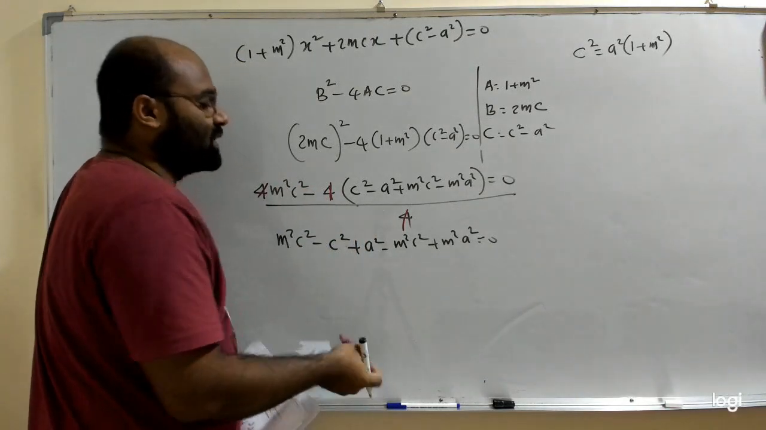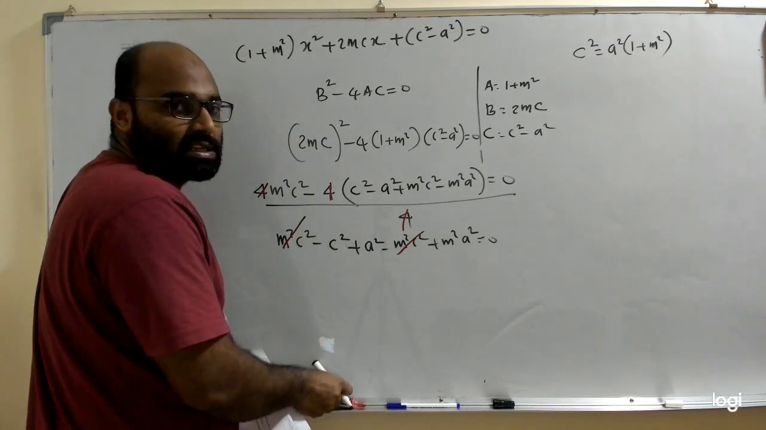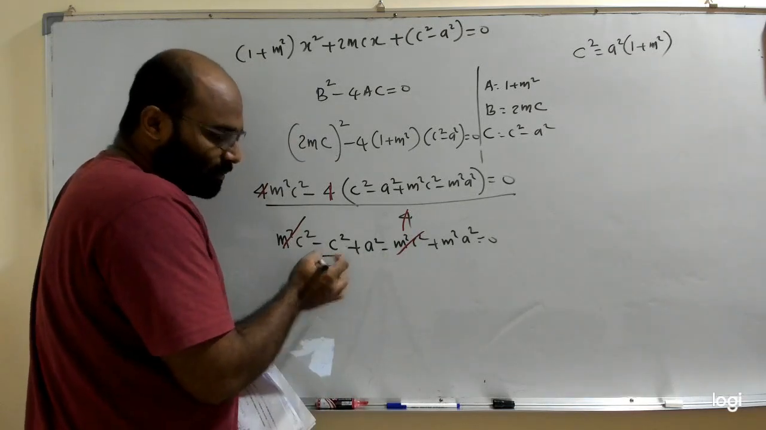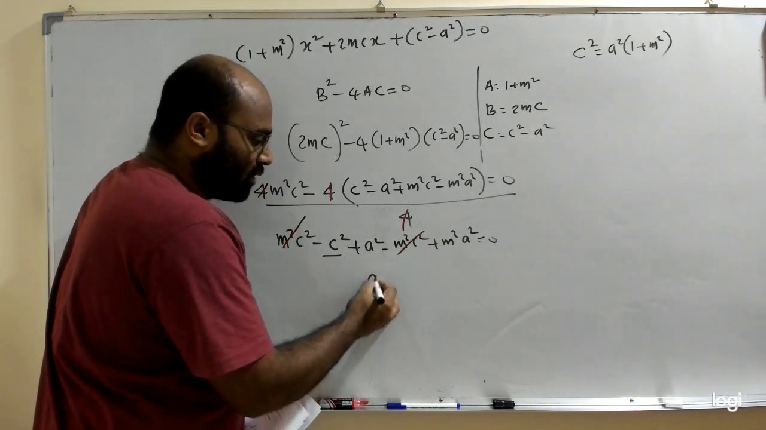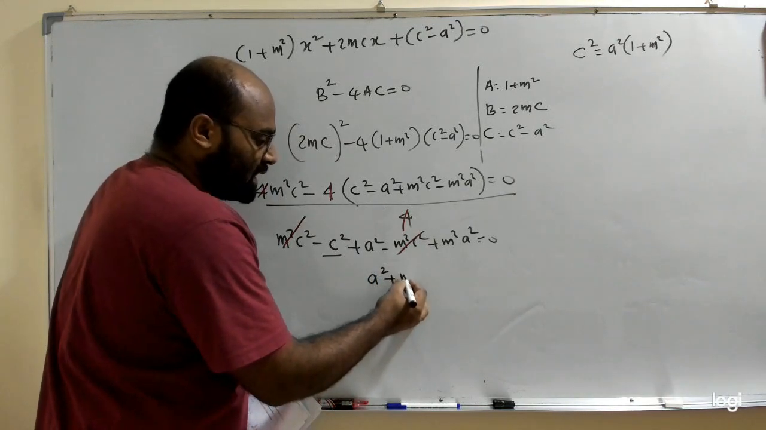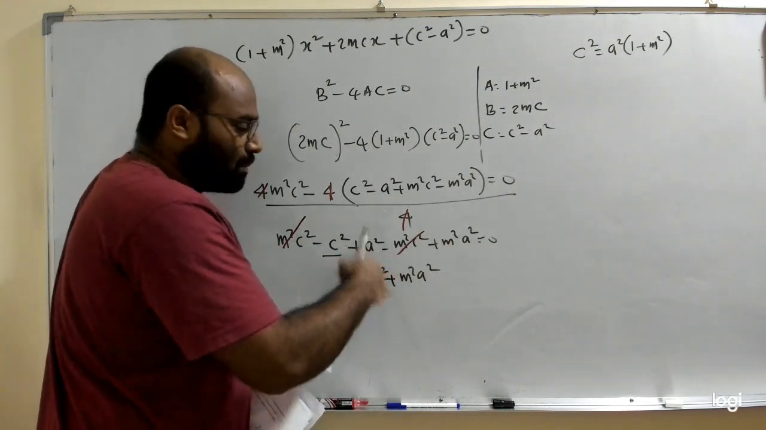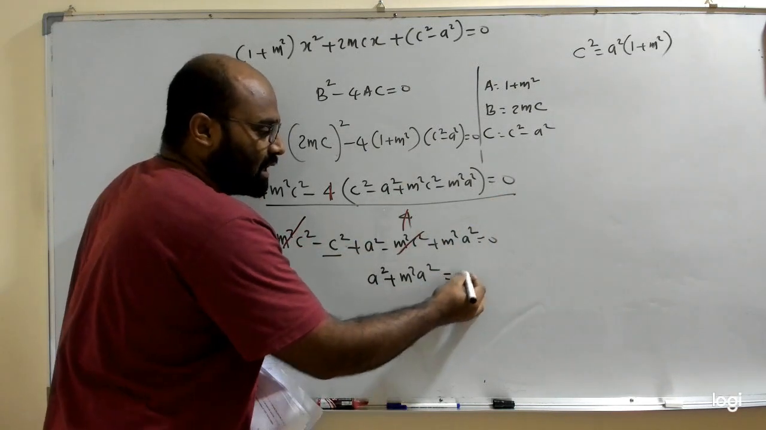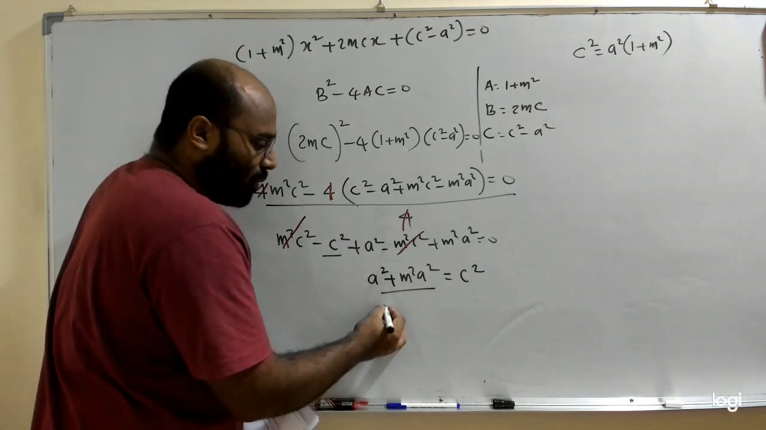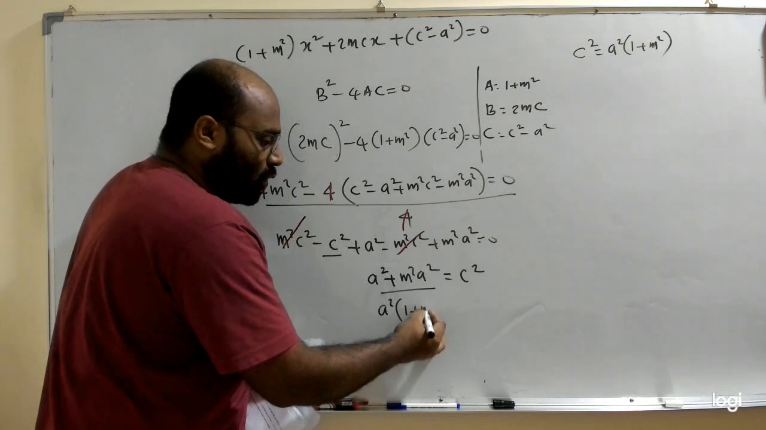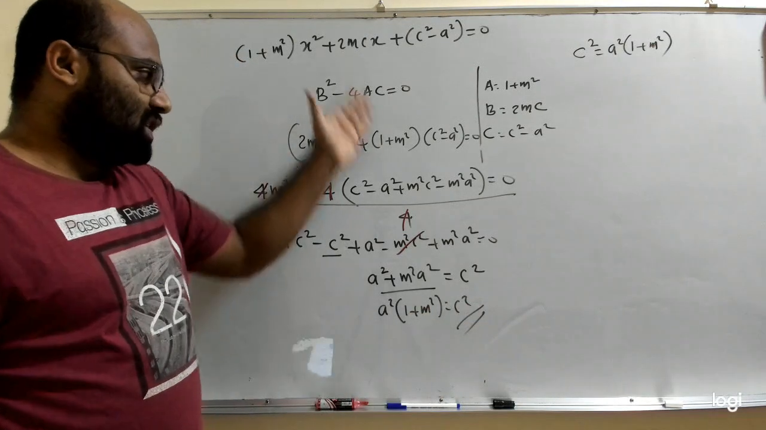So the like terms we can cancel. Which one? M square c square, m square c square I cancelled. And there is a negative term. This I am going to transpose to the other side. So the balance thing, what will be? A square plus m square a square will be on the left side. This term and this term. Minus c square we can take to the other side, equal to c square. What is common? You can see common term a square into 1 plus m square equal to what? C square.